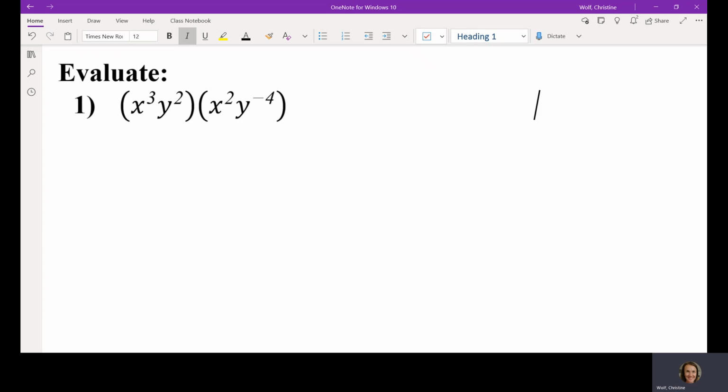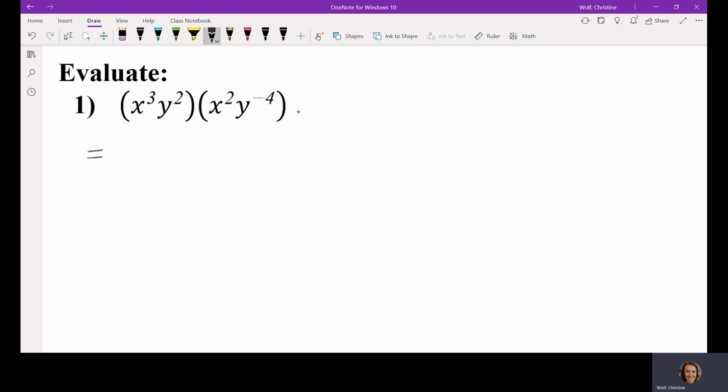So here, question number 1, I have x to the 3, y to the 2, all multiplied to x squared, y to the negative 4. So we are going to start by using our exponent laws. Which exponent law could I use here, do you think, when you're multiplying things together? What law is that, Blessing? You add them, right? So first we're just going to look at the x's. I have 3 in the first bracket, multiplied to 2 in the second bracket. You add them, you have 5.